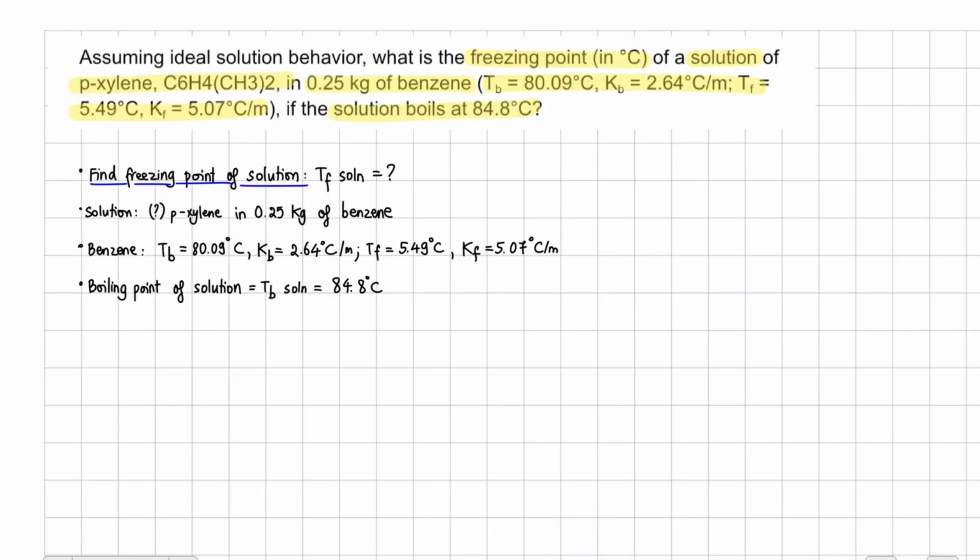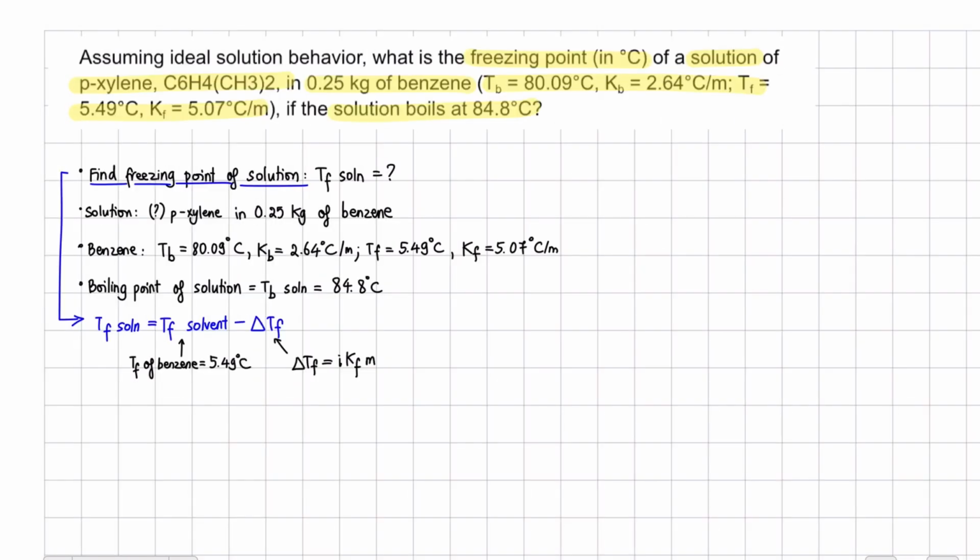So let's go back to our focus of finding the freezing point of the solution. We know that the formula to find Tf solution is the freezing point of the pure solvent minus the freezing point depression, which is delta Tf. So the freezing point of the pure solvent, in this case benzene, is 5.49 degrees Celsius. That's given in the prompt.